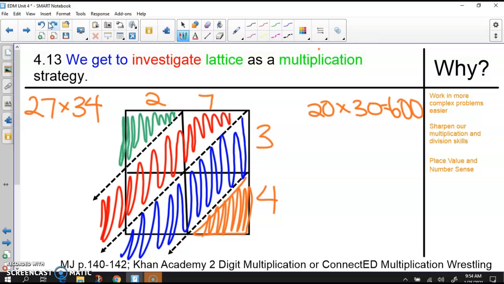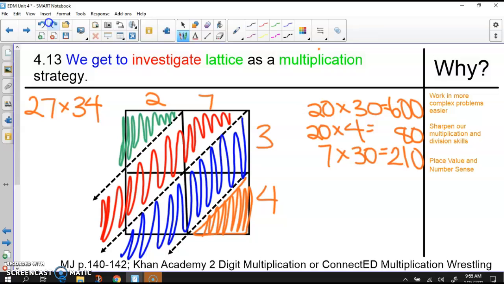What's 20 times 4? Help me with 20 times 4. Yep. How did you know? 2 times 4 and then place the 0. Good. What's 7 times 30? 7 times 30. 210, because we know 7 times 3 is 21. And then we place that 0 back, right?